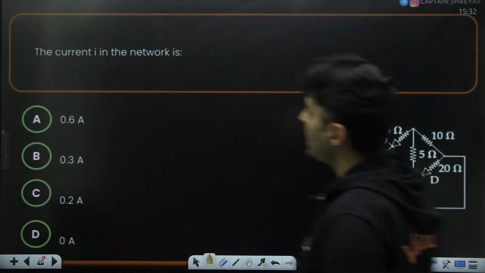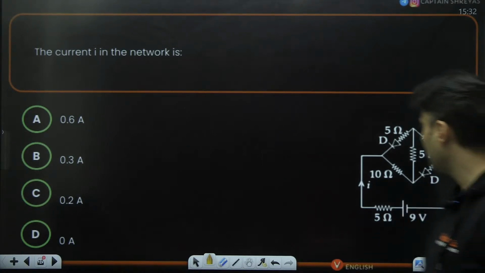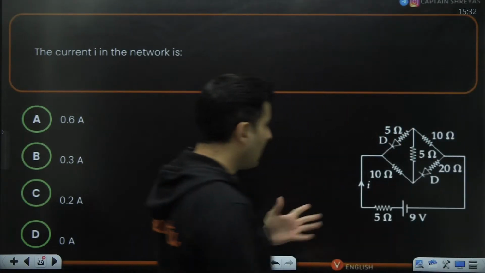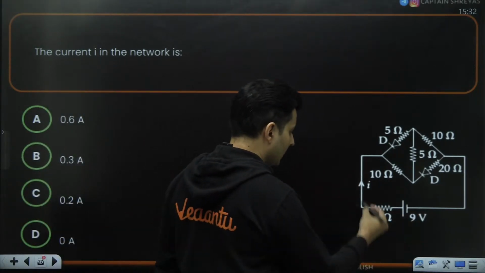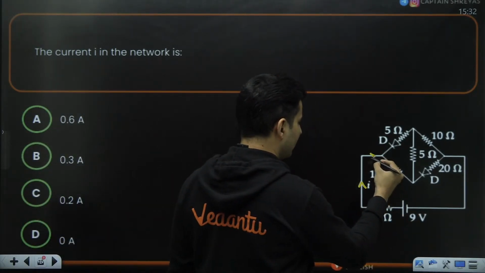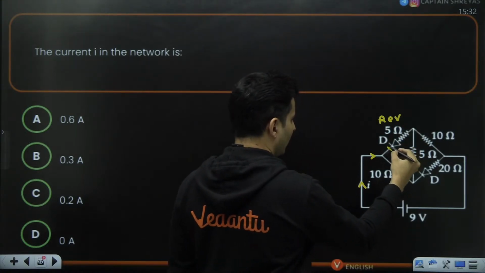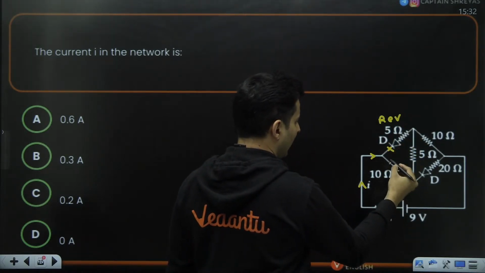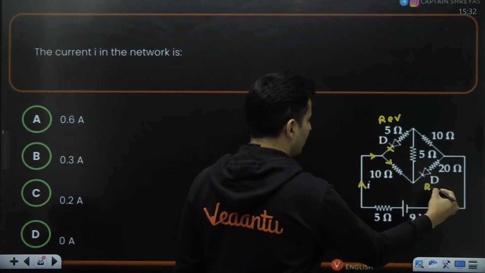The current I in the network is, this network has some Wheatstone-like arrangement, but maybe the diodes are not forward or reverse bias. We need to check that out. So the current comes like this, it will go like this. It can't go here, this will be reverse bias. So no current here. So the current will have to go like this. It can't go here because this diode will be reverse bias.